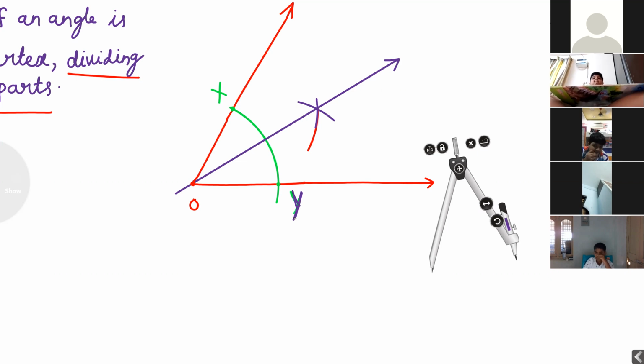If 90 degrees is given and I want to bisect it, the same angle will come on the left side and the same angle will come down.